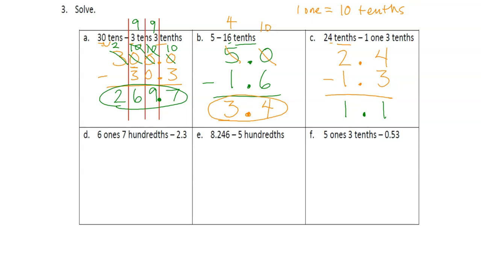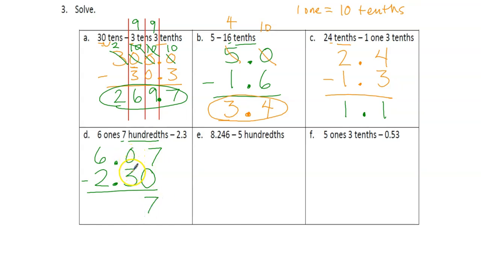Alright, let's keep going. D, we have 6 ones and 7 hundredths. Don't be misled here. The 7 has to be in the hundredths place. And then we have minus 2 and 3 tenths. So we have hundredths minus tenths. I'm going to change this into hundredths by simply adding my 0. Now I have 7 hundredths minus 0 hundredths is 7.